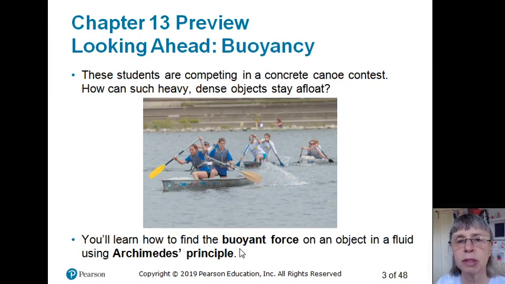One of the other things we're learning in this chapter is about buoyancy. Now, this picture is kind of crazy. These students built their own concrete canoe, and we're going to learn how something as crazy heavy as a concrete canoe could still actually float. The buoyant force is responsible for floating, and another word for it is Archimedes' principle. We'll learn how to calculate those as well.